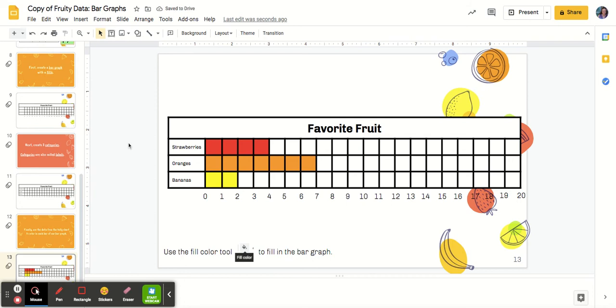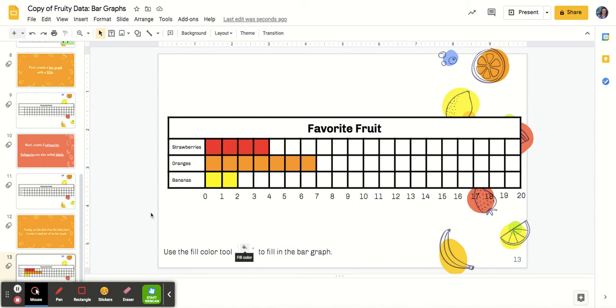Okay, so a very simple way to fill in this bar chart was that I just had to fill in the amount of boxes that represented the numbers. Now see that I have 1, 2, 3, 4 red boxes for strawberries, and that line right here matches up with the number 4. Same with oranges and bananas.